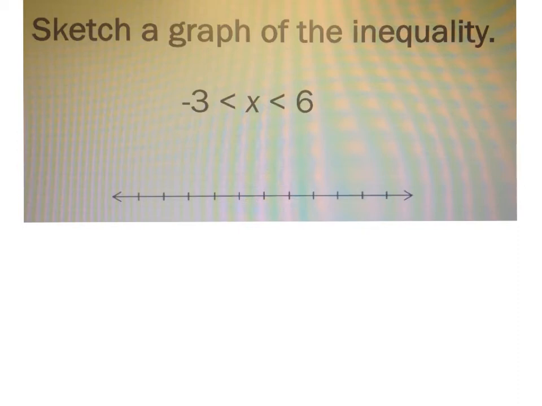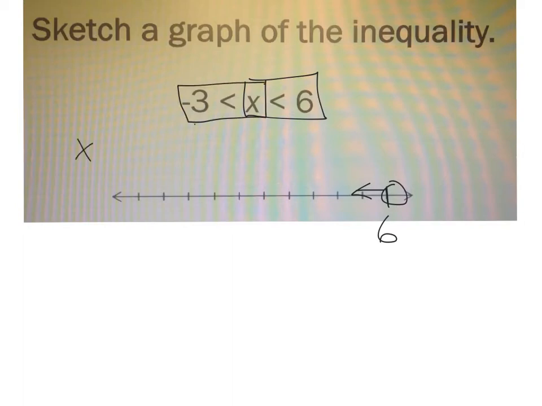On this one here, we're going to graph it. And so the way that I would graph it is, we know how to do this part. Let's do that part first. So let's say I make this my 6 over here. I would have an open circle going in that direction. To graph this part, I'm going to have to flip it. So instead of negative 3 is less than x, I'm going to have x is greater than negative 3.